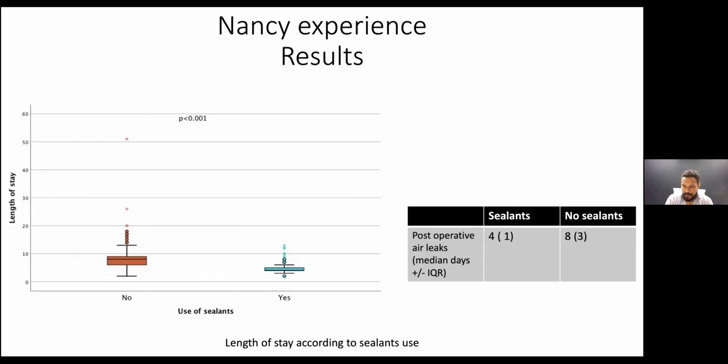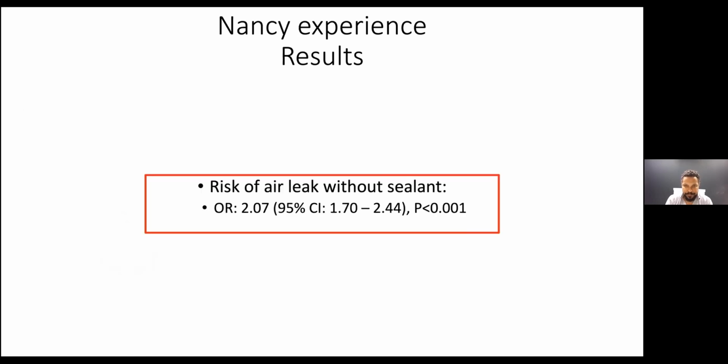This had consequences on our length of stay, since the hospitalization was divided by 2 in the sealants group, around 4 days, including the pre-op days, post-op D0, and of course the post-operative days. In our experience in this cohort, of course, it's only a result in univariate analysis, but the risk of air leak without the use of sealants was 2.07.